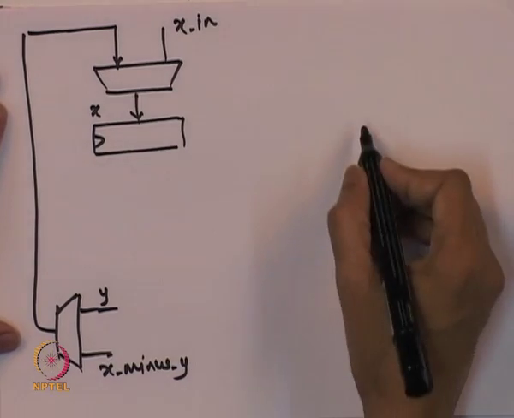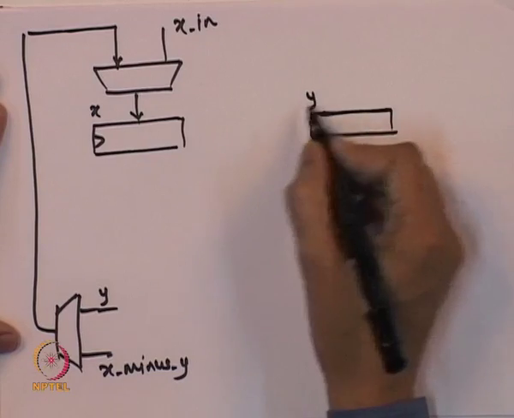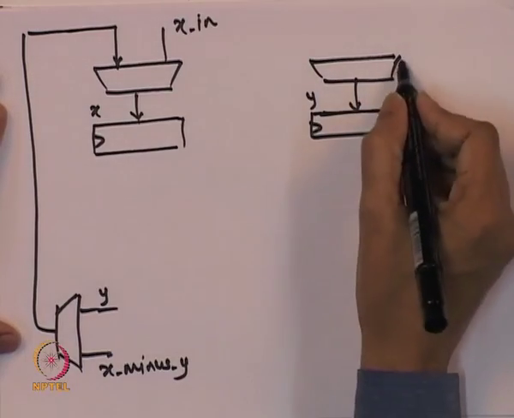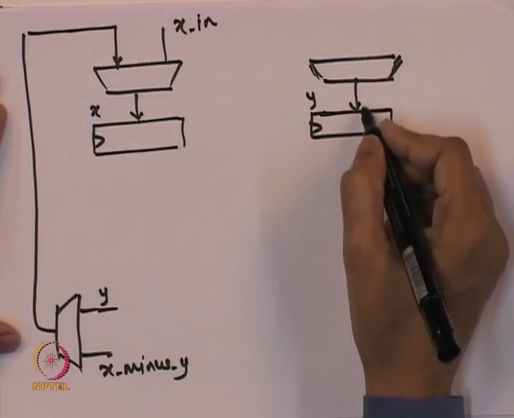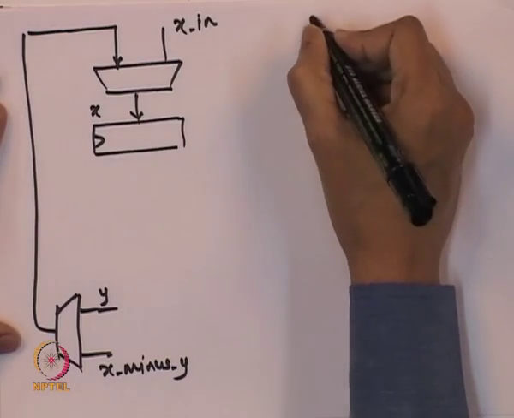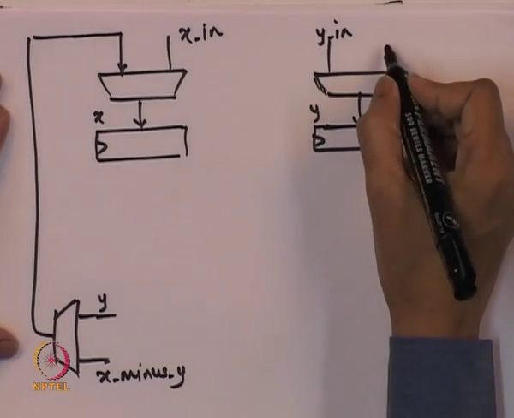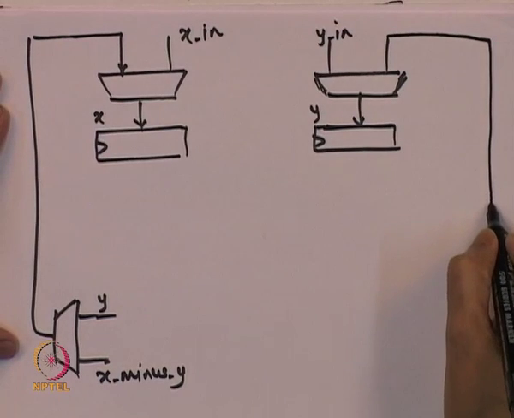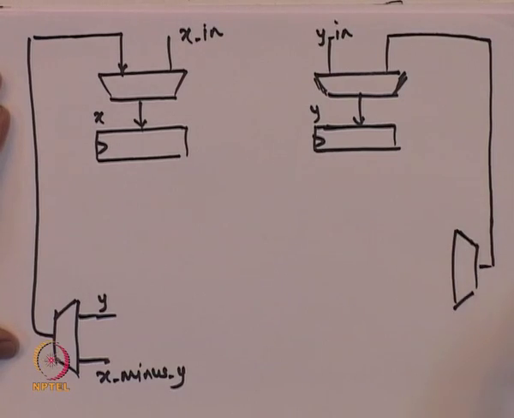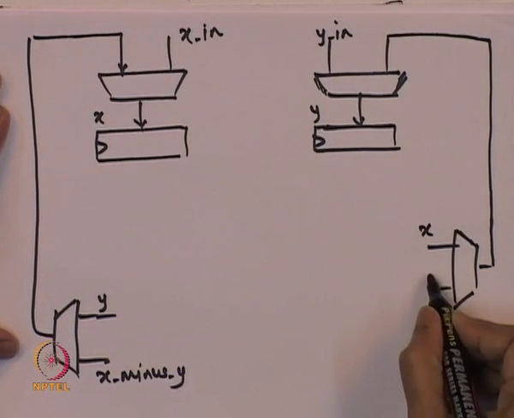Similarly, for y, we will have a multiplexer driving the register y, at the input of register y. One of the input choices to the multiplexer will be y in, which is the input coming from outside. The other one will be the output of a multiplexer that would be either, in case of swap, y is to be loaded with x, or it should remain as it is.